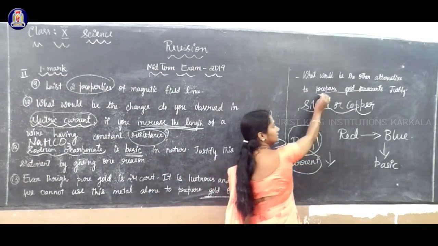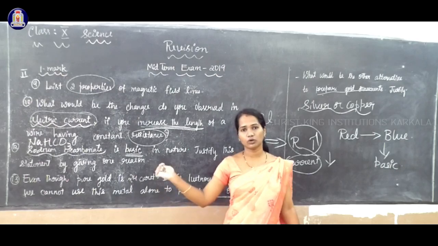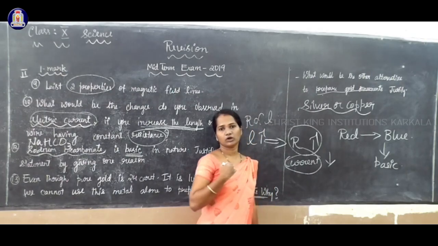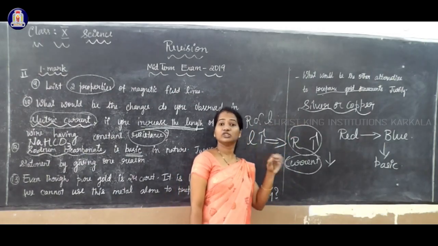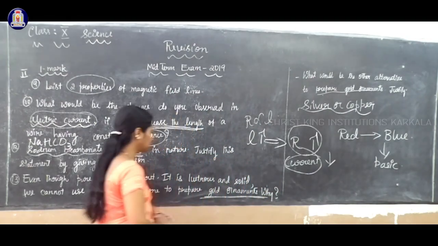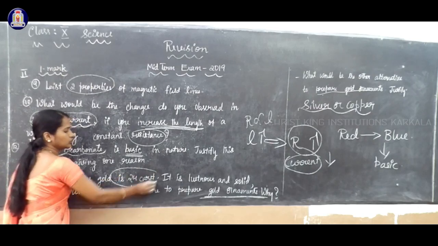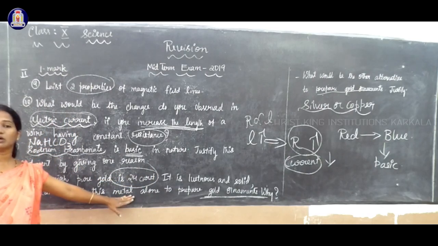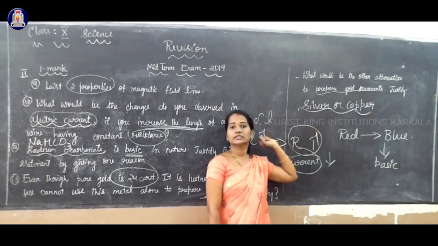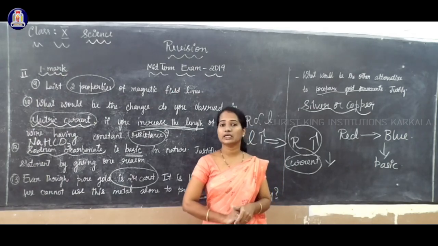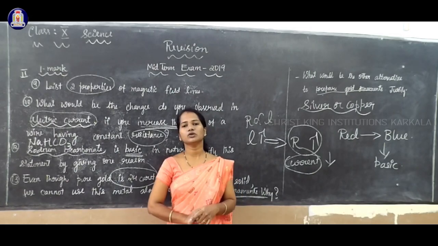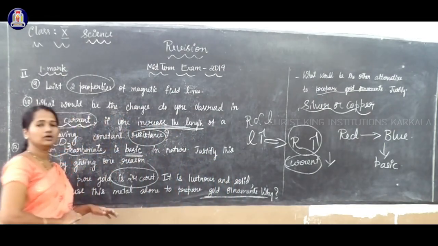What is the other alternative? We have to mix this gold with silver or copper, or it is alloyed with silver or copper. Justification: it makes it hard, so it can be used to prepare gold ornaments. 24 carat gold cannot be used to prepare gold ornaments because it is very soft. The other alternative is that it should be alloyed with silver or copper, which makes it hard, so it can be used to prepare gold ornaments. So in this way you have to write the answers for these questions.